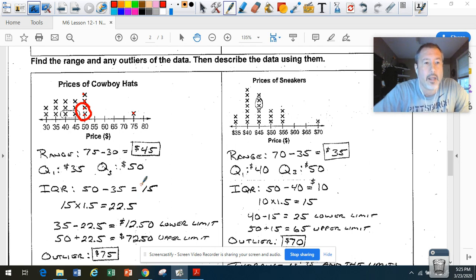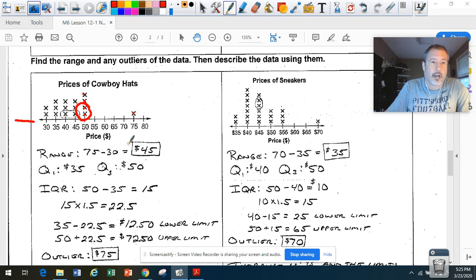So we need to figure out, hey, what is our outlier going to be? So remember, you take your IQR, which is $15, you multiply it times 1.5, which gives us $22.50. Okay, 22.5. So then we take our Q1 and we subtract our 35 minus our 22.5, which gives us a $12.50 lower limit. And as you see, we don't have anything here that's lower than $30. So there's nothing over here of an outlier at the lower end.